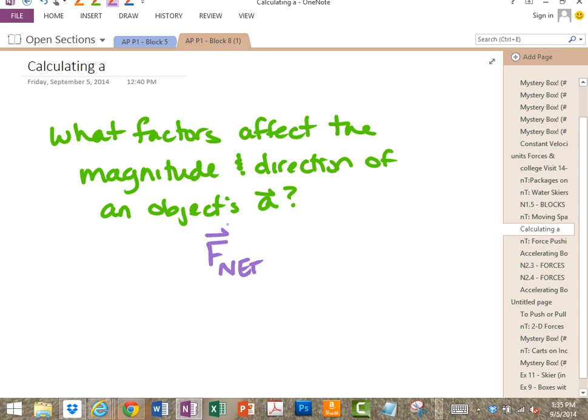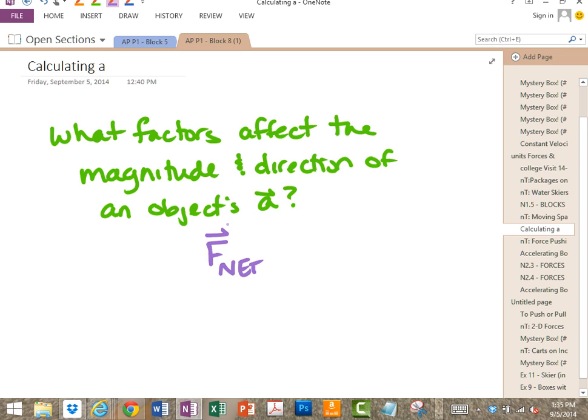Both, right? If the net force is to the left, the acceleration is going to be to the left. If the net force is down, the acceleration is going to be down, right? And the size of the force affects the amount of acceleration. Is that logically making sense? Okay. Right, so F net, I agree, affects the magnitude and the direction.